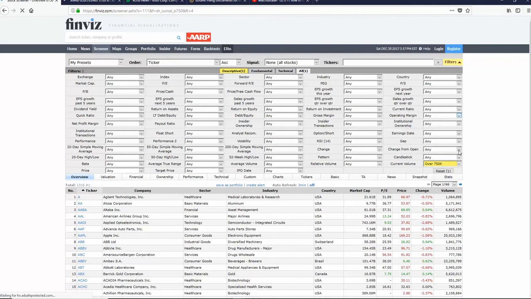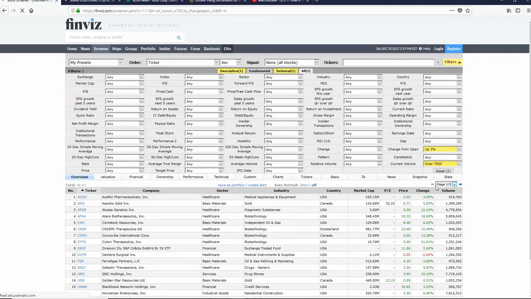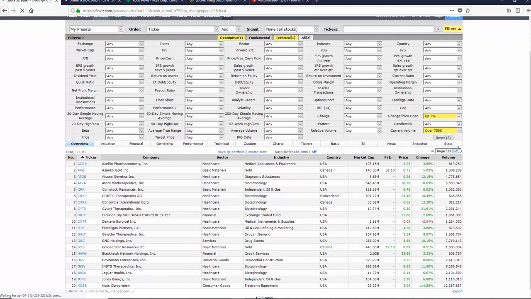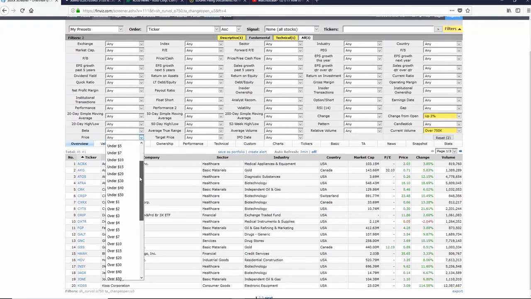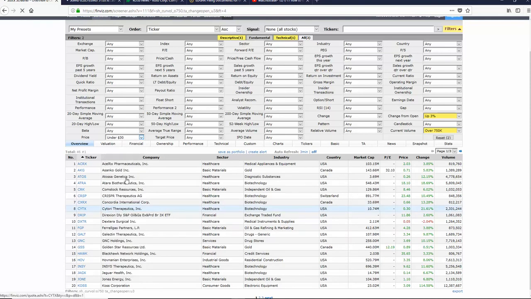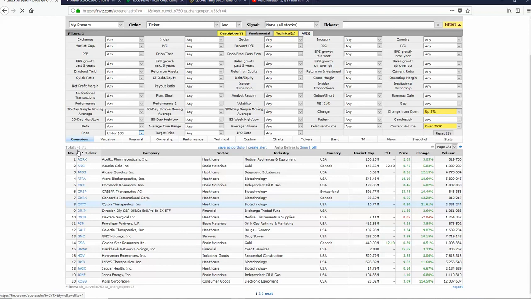Change from the open, I like to do a minimum of 3%. If you want to use price, it depends on what price range you want to trade, but I'll say under $30. Then it'll give you a bunch of tickers here. It gives me 46. And once you do that, you can go to charts.